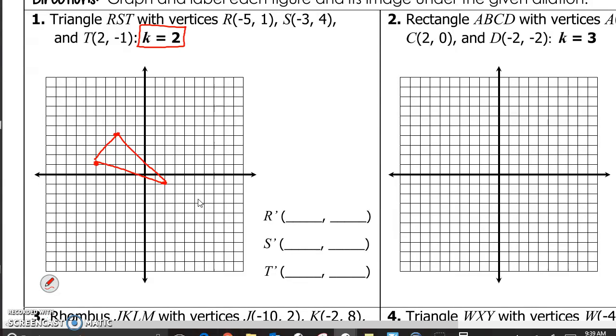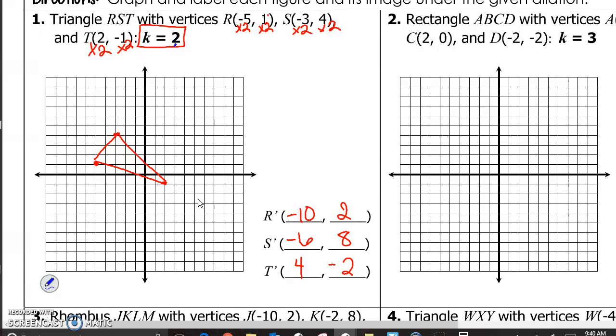So we're going to take all of our points and multiply them by 2. So we're going to take our x, multiply it by 2, and our y and multiply it by 2. So our new point R is going to be -10, and then 1 times 2 is 2. And then for S, multiply by 2 and 2. We've got -3 times 2 is -6, 4 times 2 is 8. And then T, 2 times 2 is 4, and -1 times 2 is -2. So this is going to be an enlargement. We're making it bigger because the scale factor is above 1.